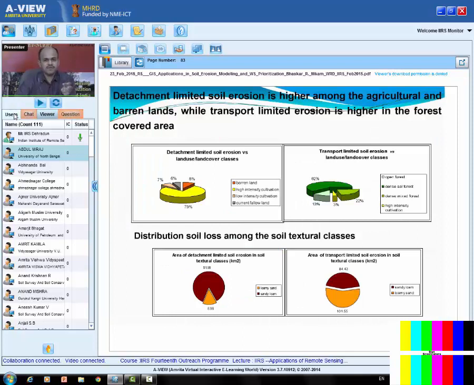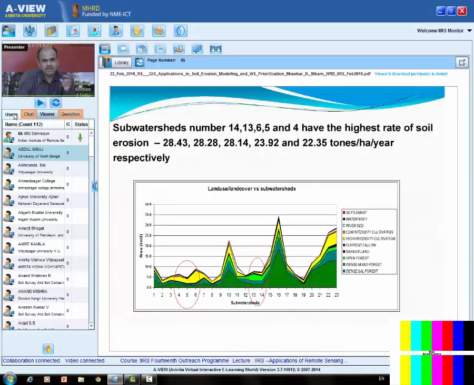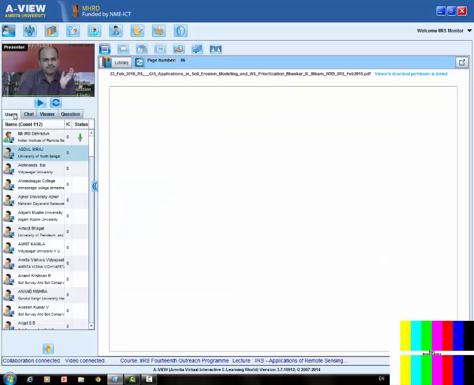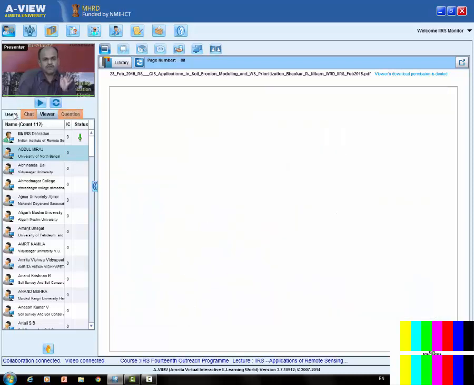Similarly, we try to analyze under which land cover type or which soil type the soil erosion is high, under which it is less, and under which sub-watersheds soil erosion is high. These are the sub-watersheds having typically high soil erosion rates. So we try to compare it with the classes we are trying to form. If this is the annual allowable rate, almost 30% of this river basin or watershed falls under severe soil loss condition.